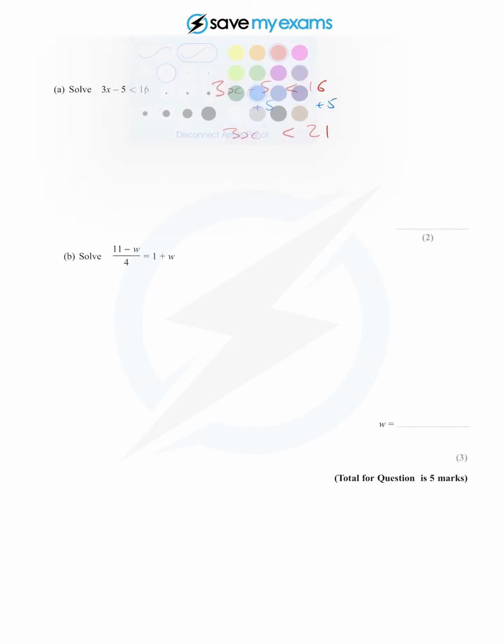How do I get the x on its own now? Well, I divide by the 3 on both sides like that, and 3x over 3 is x, that's rather the point, and 21 over 3 is 7. So I have x is less than 7.